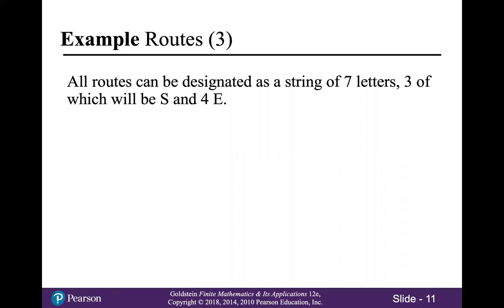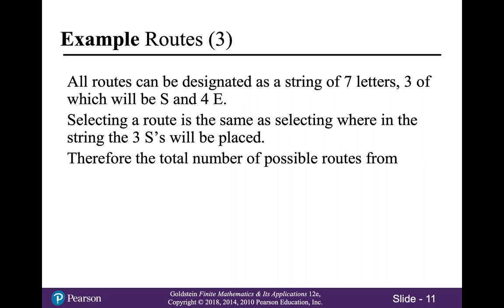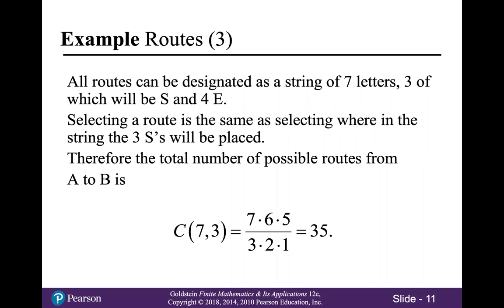So all routes can be designated as a string of 7 letters because no matter which route the tourist takes, it's always 7 blocks, 3 of which will be S and 4 of which will be E. Selecting a route is the same as selecting where in the string the 3 S's will be placed. Therefore, the total number of possible routes from A to B is 7 choose 3, which comes out to 35.